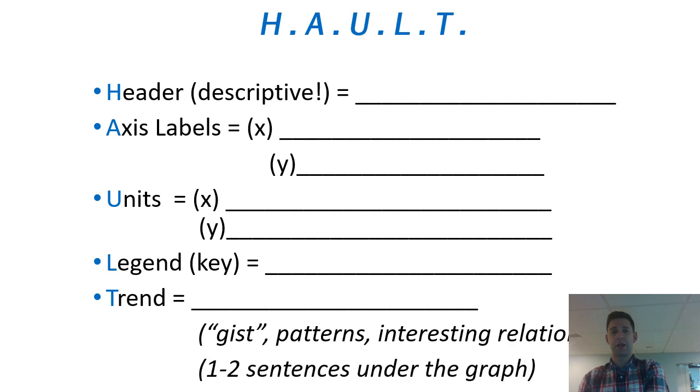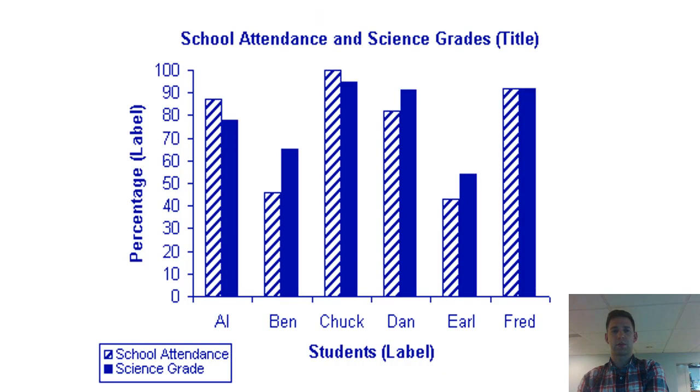So let's do a quick example. You should be able to look at this graph and clearly read the header, and that tells you what the graph is about. You look at the axis labels and the units, and we see what's being measured on the X, what's being measured on the Y. The legend shows us the difference between the solid bars for grade and the diagonal bars for attendance.